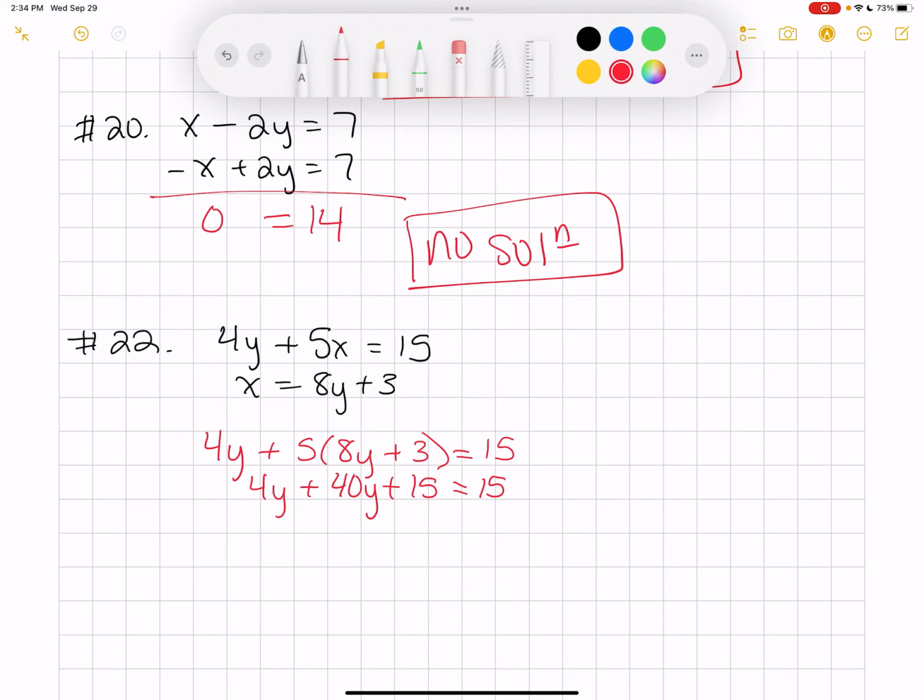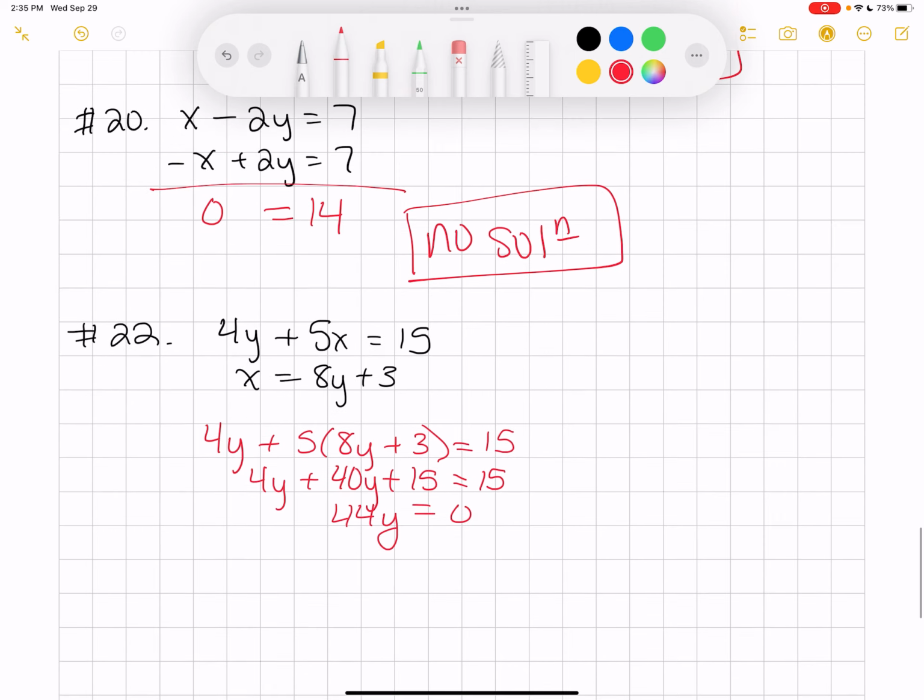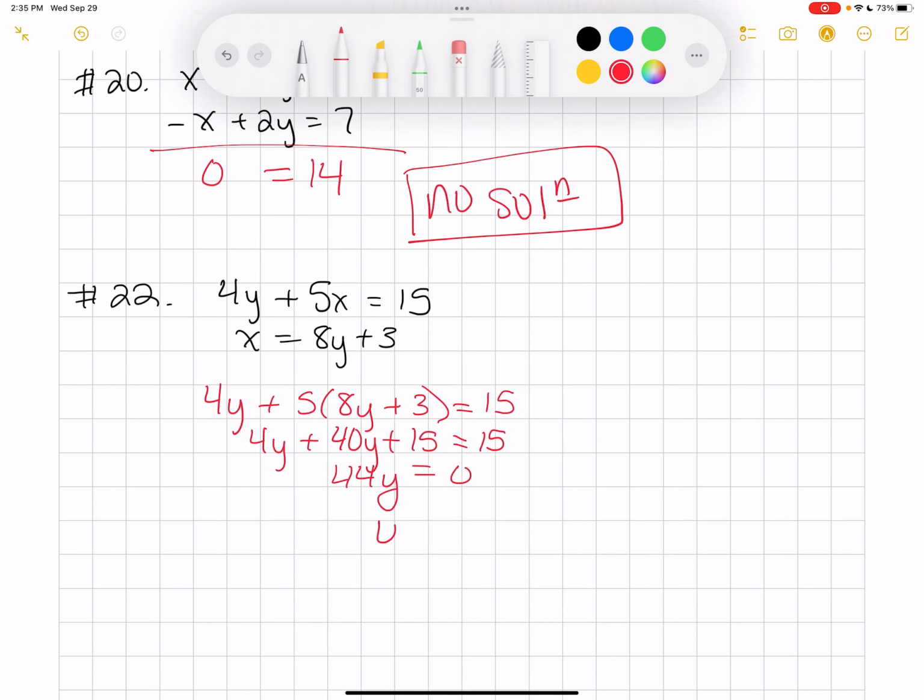So I'm going to add these y's together. That gives me 44y. And to save a step, I'm going to subtract my 15 over. So 15 minus 15 is 0. I need to get y by itself, divide by 44. So y is equal to 0.